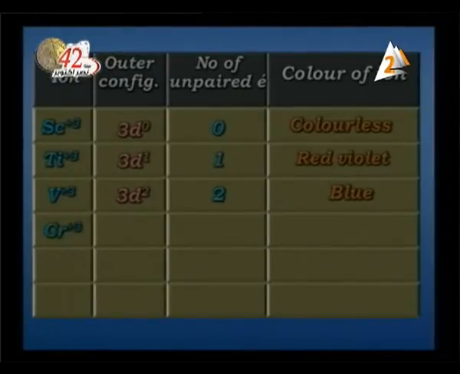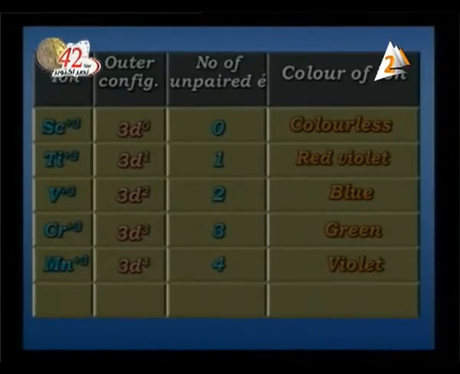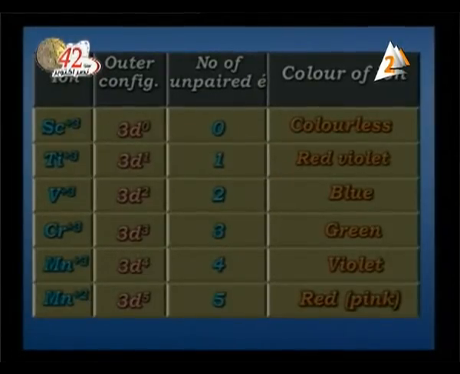And chromium positive 3 has 3d3, and the number of unpaired electrons here is 3, and its color is green. And manganese positive 3 has 3d4 outer configuration, so 4 unpaired electrons, and has violet color. And manganese positive 2 has 3d5 electrons, and so 5 unpaired electrons, which is pink.